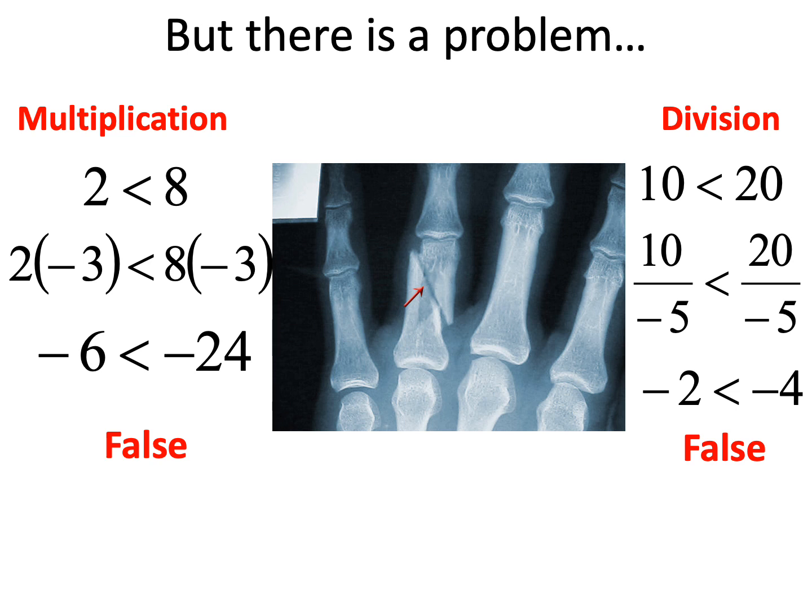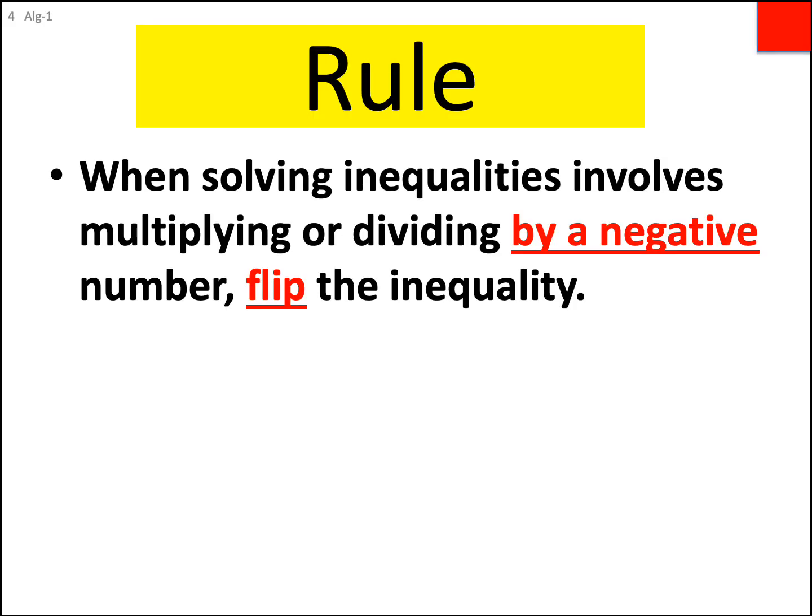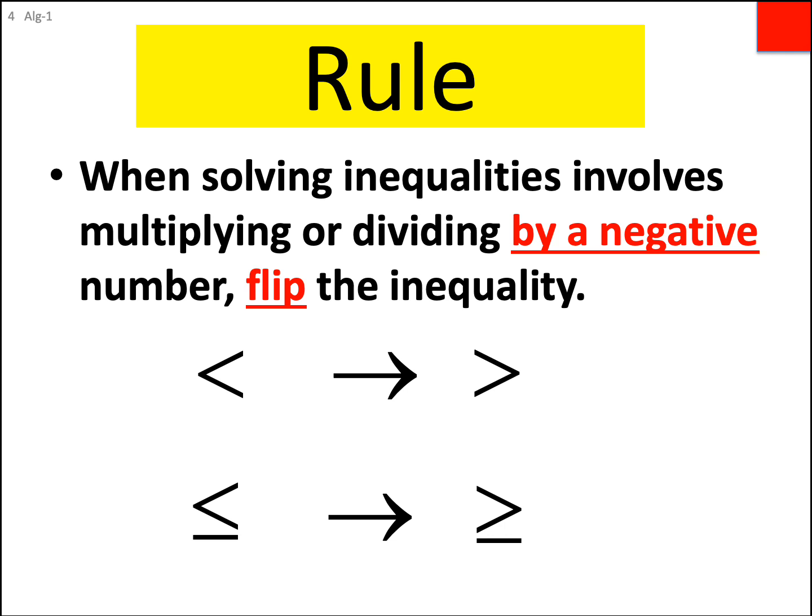You flip the inequality. In other words, whenever you multiply or divide by a negative number, you flip the inequality. What do I mean by flipping? I mean you literally, as soon as you multiply or divide by a negative number, you take that less than and you make it into a greater than. You flip it around. You take that less than or equal to and you flip it around to a greater than or equal to, or vice versa. If you start with a less than and you multiply or divide by a negative number, you flip it around.